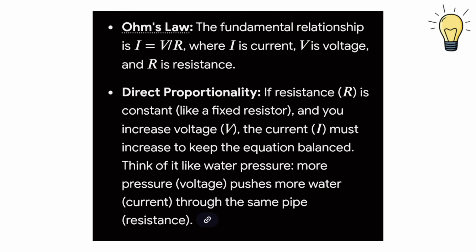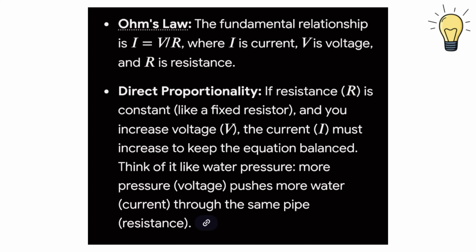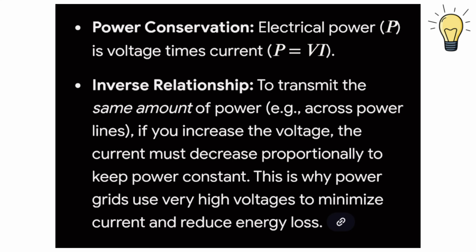Overall, we can say that in a simple resistive circuit, voltage is directly proportional to the current according to Ohm's law. But in power transmission, voltage and current are inversely proportional to each other. So it is very simple and very easy to understand.